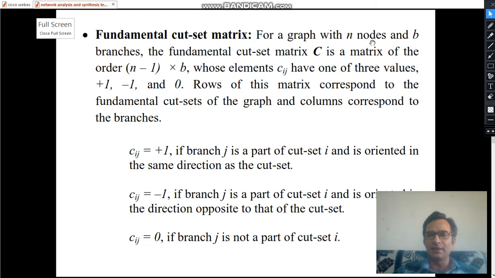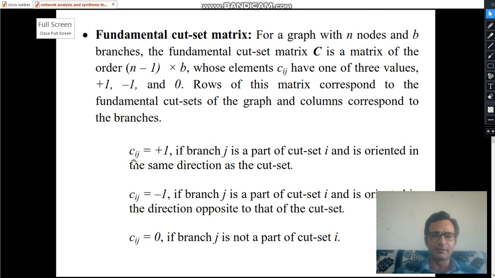Next is fundamental cut set matrix. For a graph with n nodes and b branches, we have already discussed what are cut sets. The fundamental cut set matrix C is a matrix of the order n minus 1 by b, whose elements c_ij have one of three values, +1, -1 and 0. Rows of this matrix correspond to the fundamental cut sets and columns correspond to branches. So c_ij will be +1 if cut set i has this branch j.